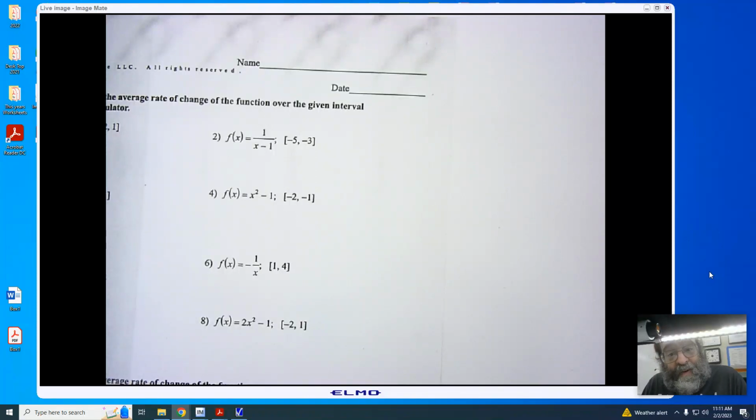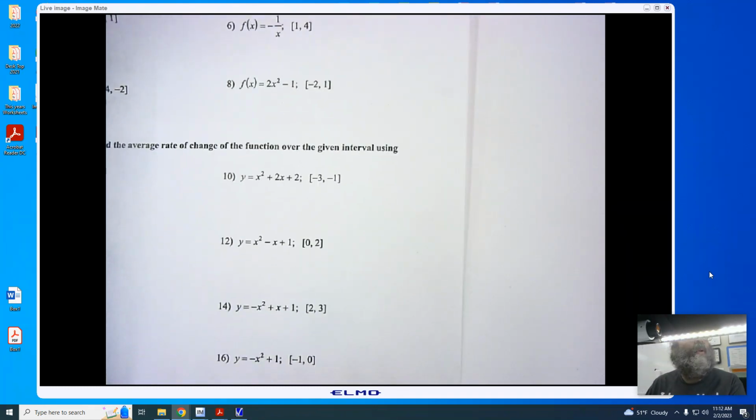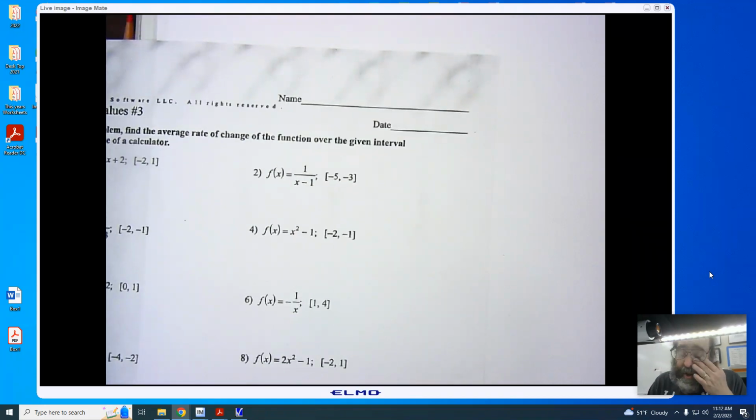I'm going to be working on average values as we review average values worksheet number 3, working with the calculator and working without the calculator. So in numbers 2, 4, 6, and 8, which is what you see up here, we're going to be using the average value of the function f of x over the interval using our formulas and doing it by hand. Numbers 10 through 16, that's this group of problems here, we're going to be using our calculator to make sure that we can use that tool. Alrighty, here we go, starting with number 2.